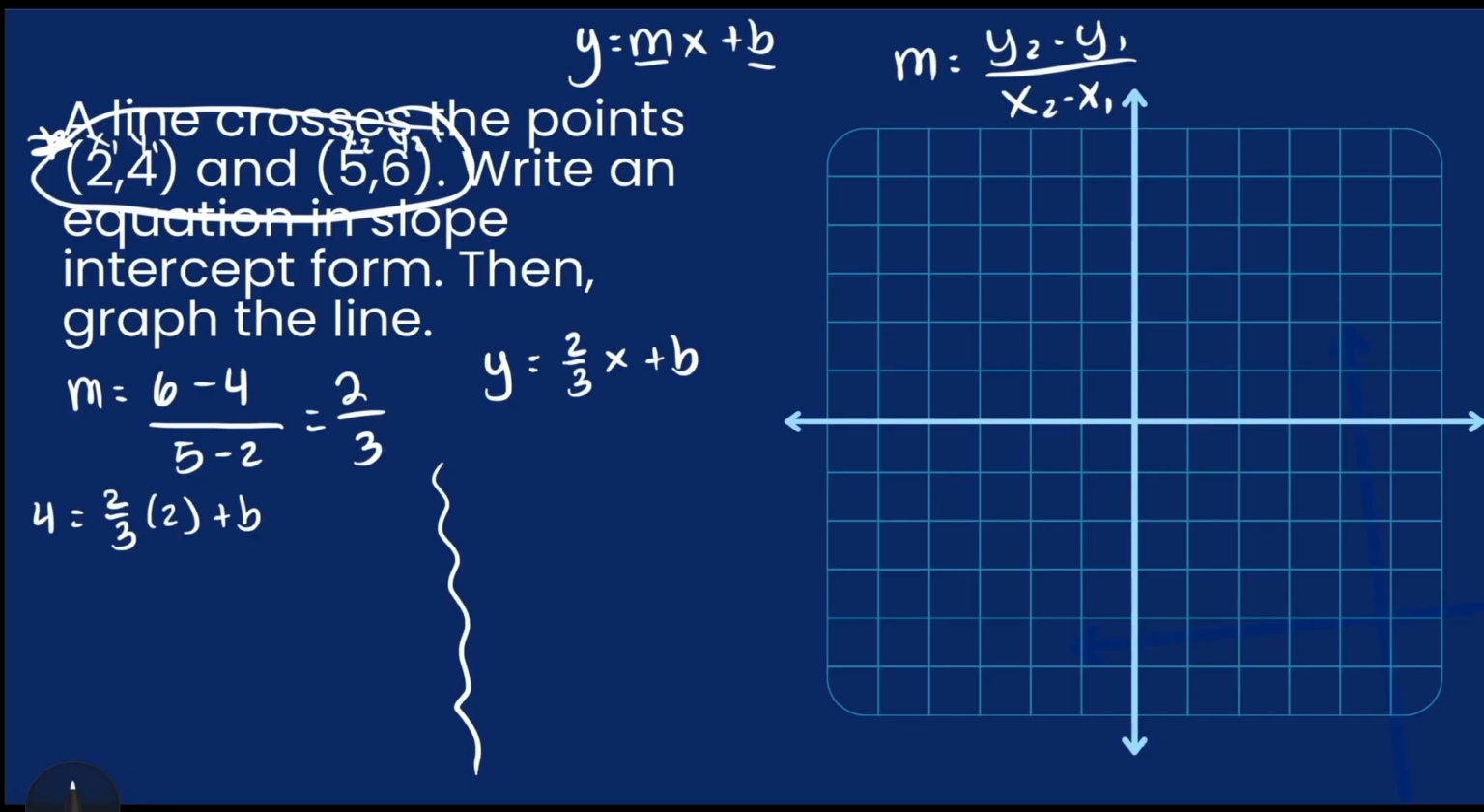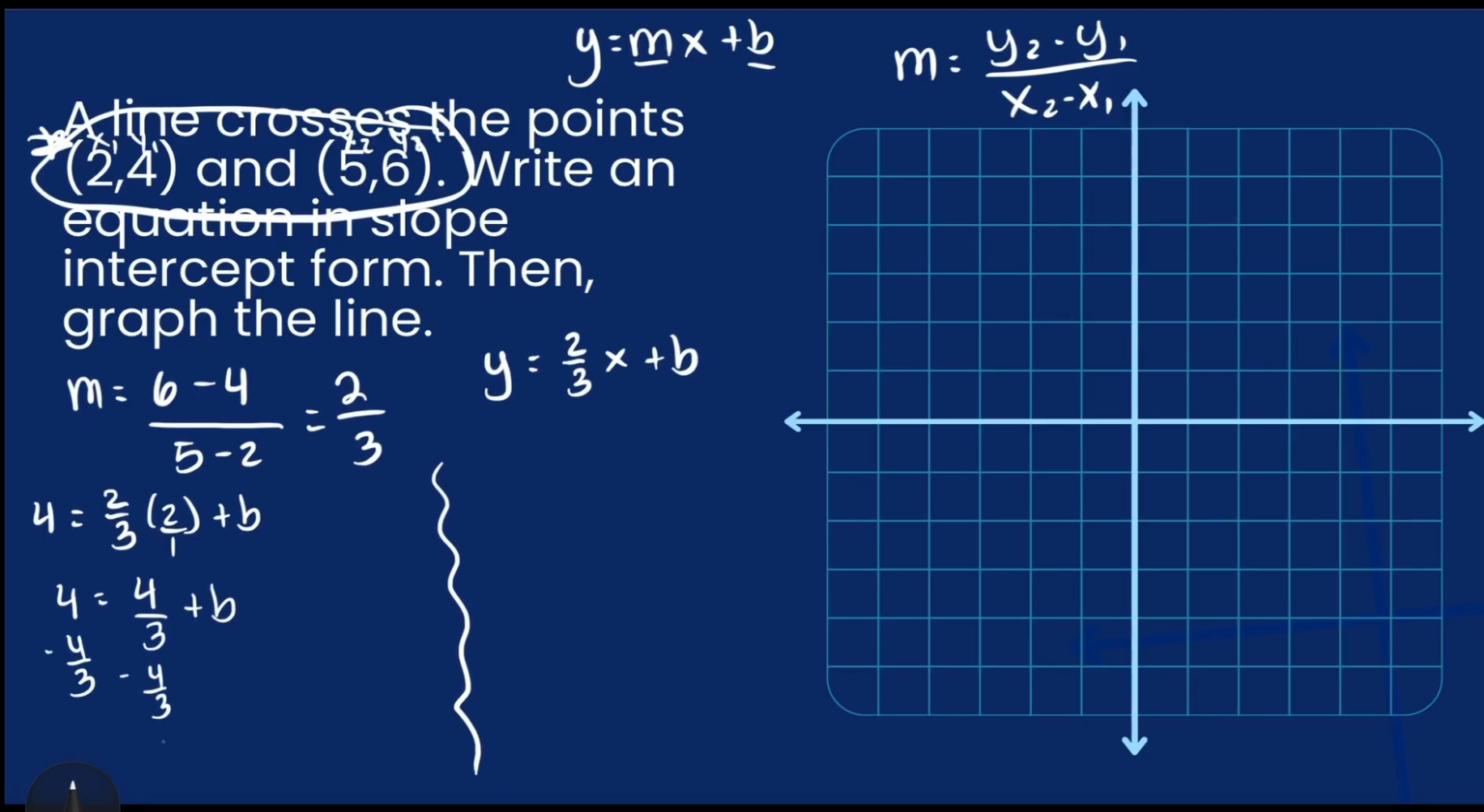So remember that when we multiply fractions, we put the whole number over 1 and we multiply straight across. So I do 2 times 2, which is 4, and then 3 times 1, which is 3. And if what I did is confusing, make sure to watch my video on math rules where I talk about fractions. But anyways, now I'm going to subtract 4 over 3 on both sides.